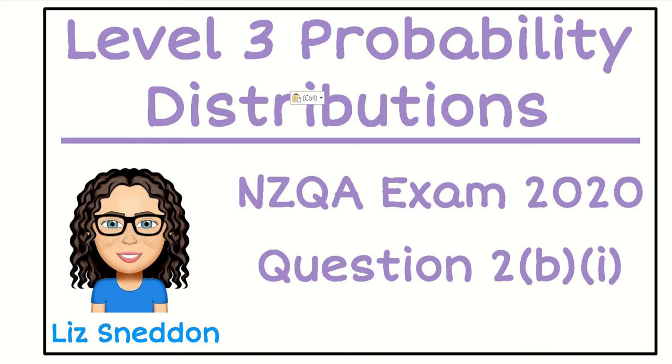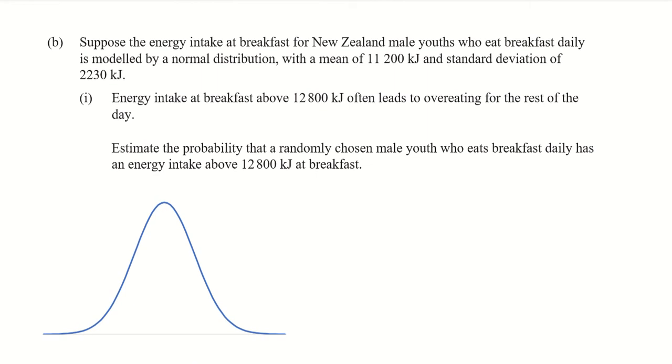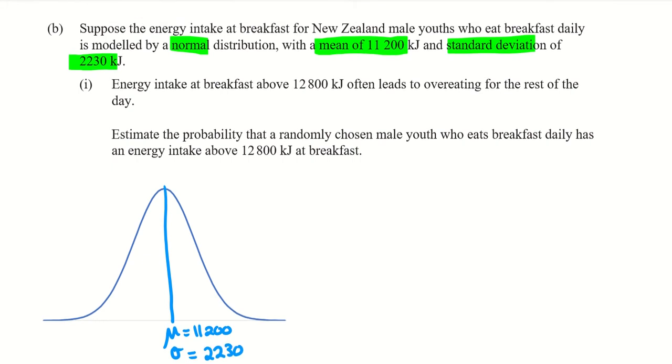Let's have a look at question 2b, part 1. So we have been given some information here that energy intake is modelled by a normal distribution, which is why I've got the little graph below, with a mean of 11,200 kilojoules and a standard deviation of 2,230 kilojoules. So I'm just going to start by putting a line down the middle, putting my mean of 11,200 there, and just tucked underneath that I'm also going to write my standard deviation of 2,230 kilojoules.